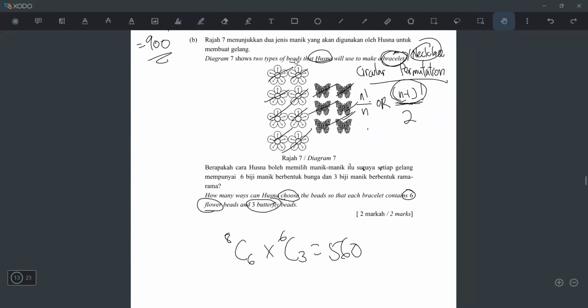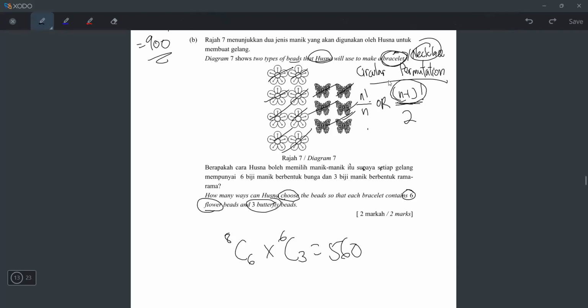So they say diagram 7 shows two types of beads that Husna will use to make a bracelet. Hey, by the way, this paper I did already. I already uploaded the video. I did this paper in my last video. So if you want the full explanation, you can go watch it. Okay, diagram 7 shows two types of beads Husna will use to make a bracelet.